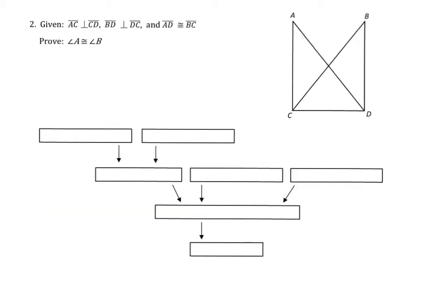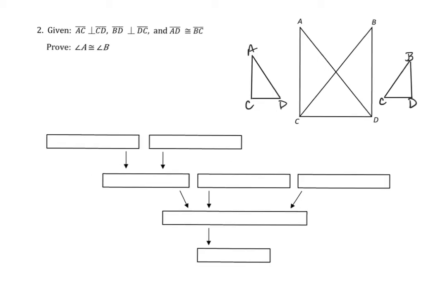Let's take a look at one more. We're trying to prove that angle A and B are congruent. So here's angle A, here's angle B. We have one triangle here and then another triangle here. I'm going to go ahead and draw them separately. Now that I have the two triangles drawn separately, let's take a look at given information and mark the diagram.